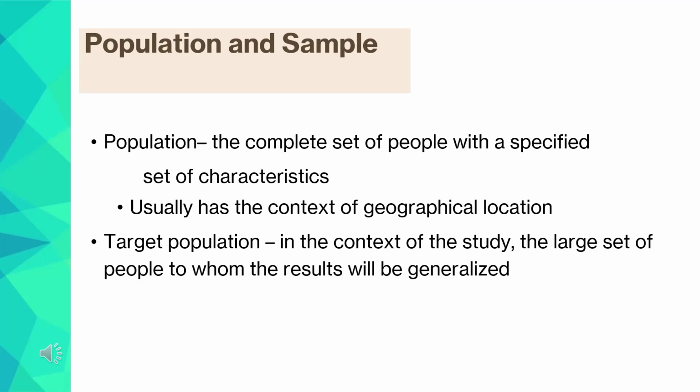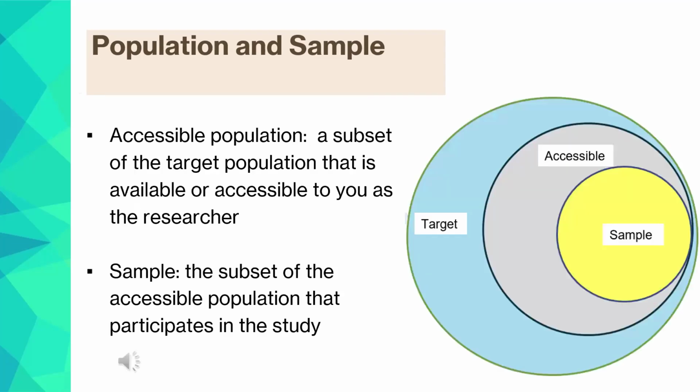Now, when you talk about the target population, this is in the context of the study, the large set of people to whom the results will be generalized. So sometimes the population in general can be your target population too. Now look at these circles, one, the bigger one encompassing the smaller ones.